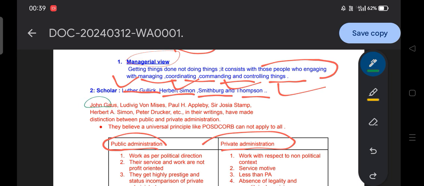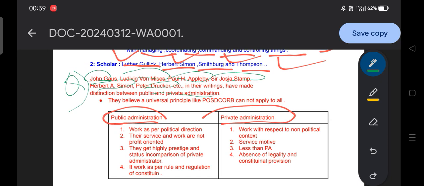They are John Gaus, Ludwig von Mises, Paul Appleby, Sir Josiah Stamp, Herbert Simon, Peter Drucker. In their writings they have made a distinction between public and private administration, as you see in the questions. But on the other hand, traditional thinkers, for example Henri Fayol and L.D. White, believe that there is no difference; the universal principles of administration are available in both public and private administration.